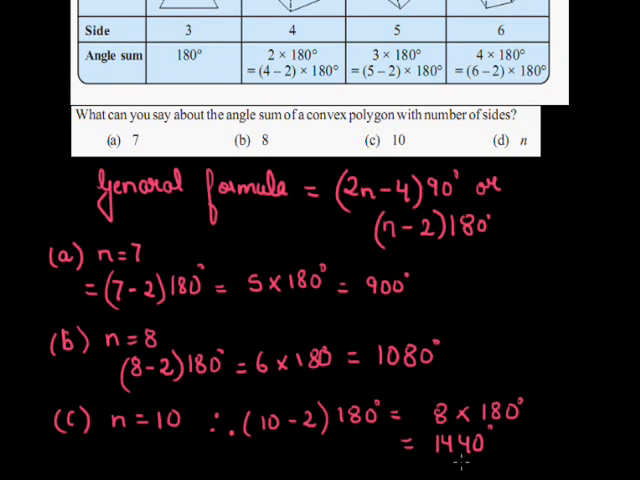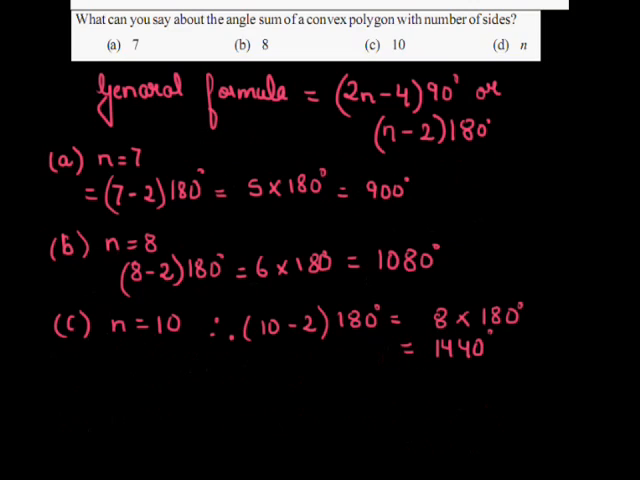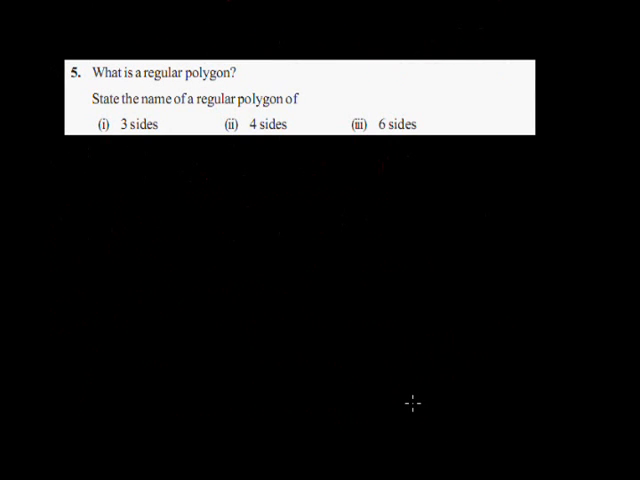1440 degrees. Now coming to the last part, it is asked what if the number of sides is n. So I have deduced the general formula. If the number of sides is n, the angle sum will be equal to (n minus 2) into 180 degrees, or (2n minus 4) into 90 degrees. Okay, come to the next question.